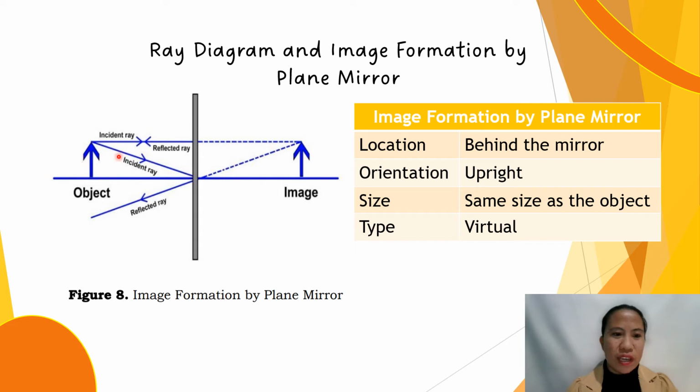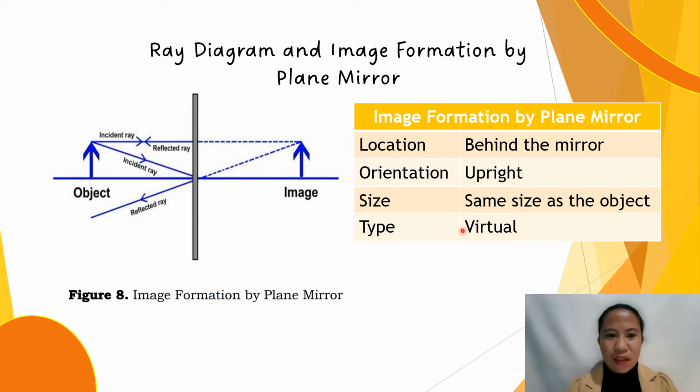So we have here an object placed in front of the mirror. You have the light rays reflecting in front of the mirror, and you have here the image that it forms. So let us try to describe the image in terms of its location, orientation, size, and type. Where can we find the image? It is behind the mirror. Its orientation is upright because it is above the principal axis, and it has the same size as the object.